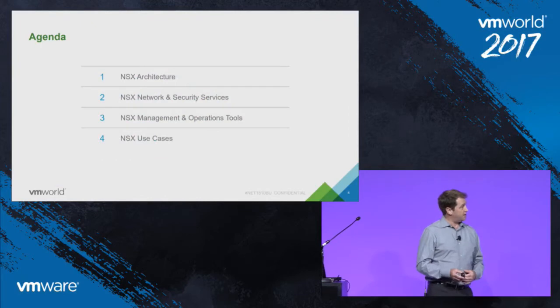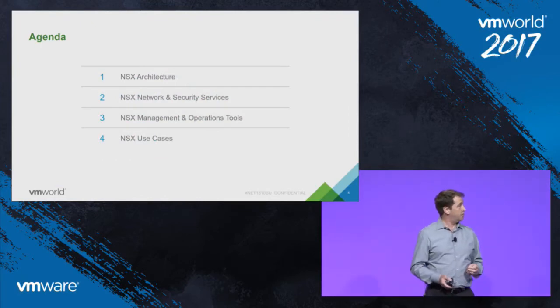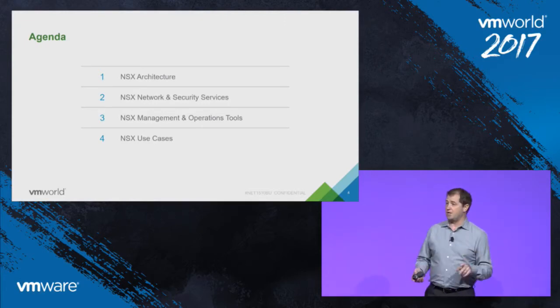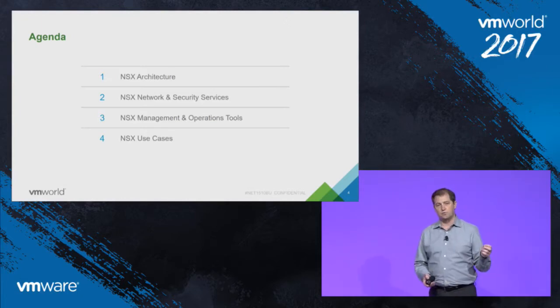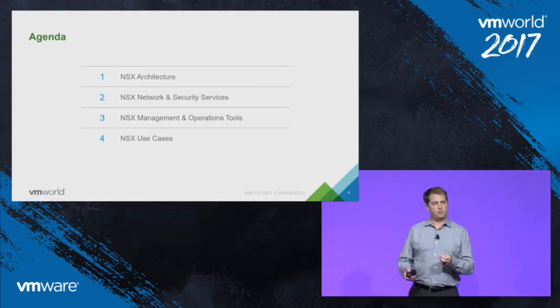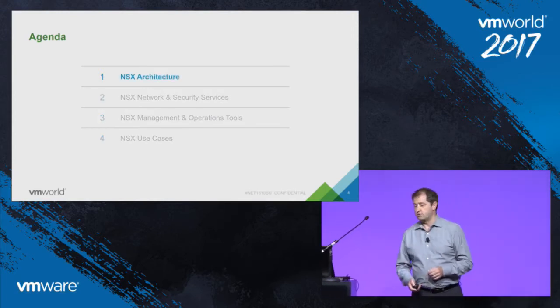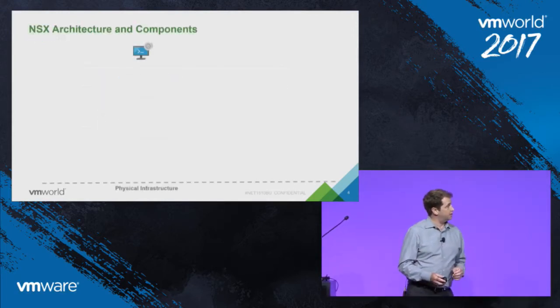So for today's agenda, we have a couple areas we're going to go over. We'll talk about the architecture of NSX-T, NSX networking and security services specifically on top of that architecture. We'll talk about management and operation tools, which are critical to running your application successfully with NSX, and then a couple NSX use cases. So we'll start with the NSX architecture.